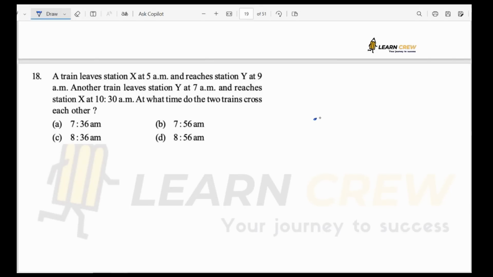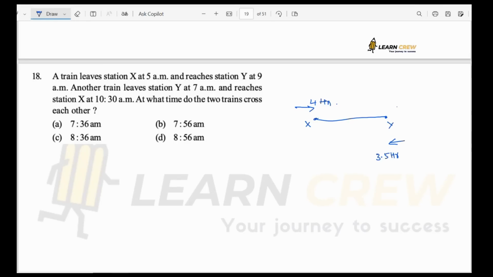There are two stations X and Y. Now, this is station X, this is station Y. One train starts from this part and reaches. So how much time is it taking? 4 hours. In 4 hours, it is reaching the place. And train Y started at 7 a.m. and reaching at 10:30. So it is reaching the place in how much time? 3.5 hours. Same distance or not?